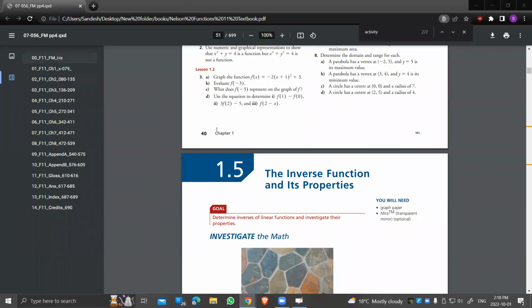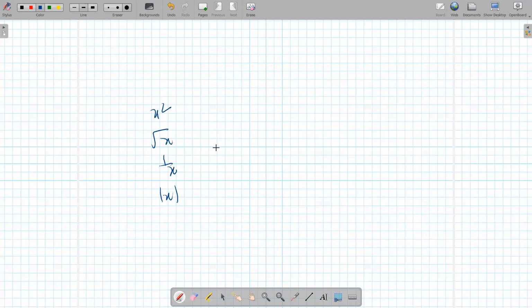Okay, question 1 wants us to draw some graphs and label the two important things. The first one is y equals x squared. This one is simply a parabola that opens upwards, like that. And this point right here is the origin, (0, 0).